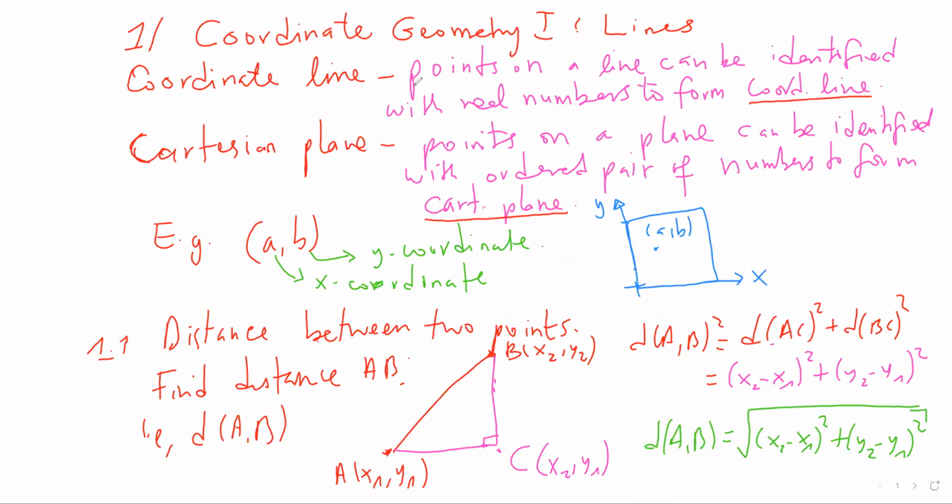This is Math 102, and the course is about analytic geometry and calculus. In this particular session, I'm going to talk about the coordinate geometry aspect, which deals with lines. I call it coordinate geometry 1, which deals with lines.